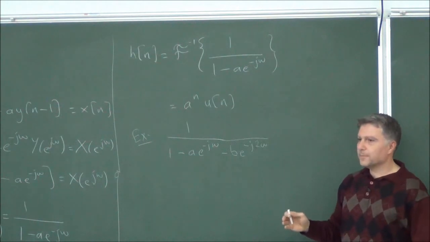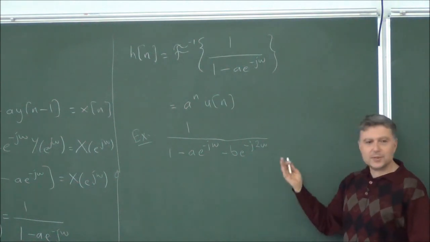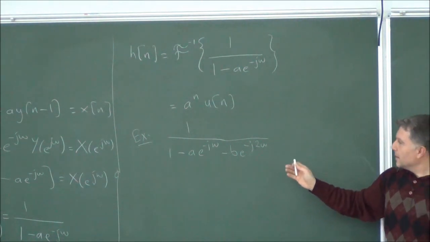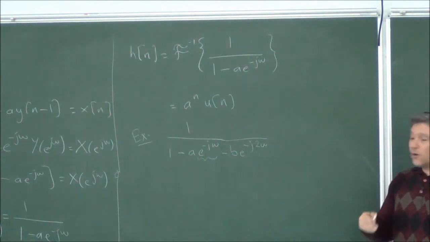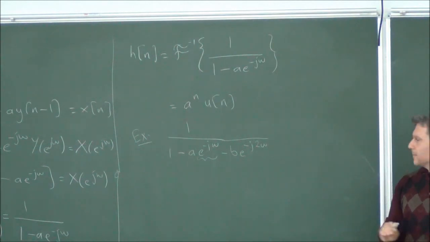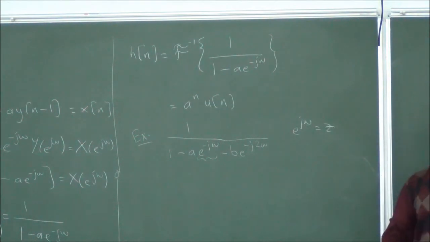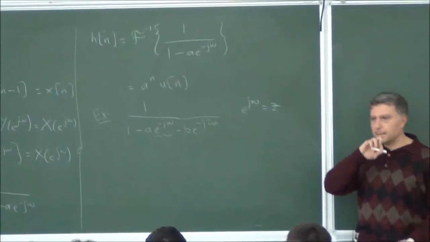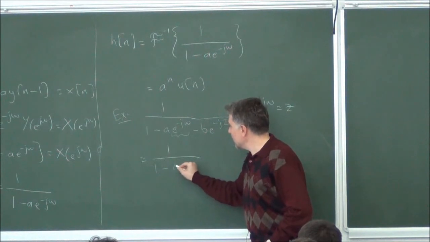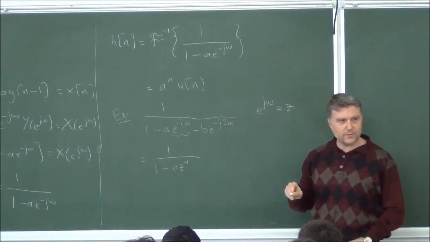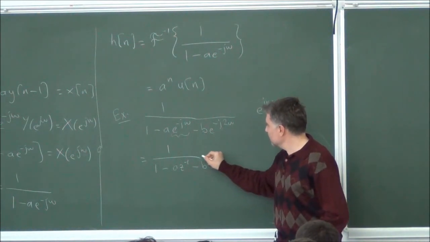The denominator, however, if it is a second order system like this, becomes a quadratic form. But can you see the quadratic form here? In order to see the quadratic form, the best way to attack the problem is to make this substitution: e to the j omega is equal to, let's call it z. It's just a name. Then this will be 1 over 1 minus a times z to the minus 1, or 1 over z, z inverse, minus b z to the minus 2.